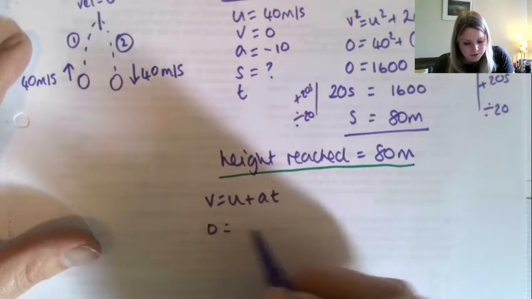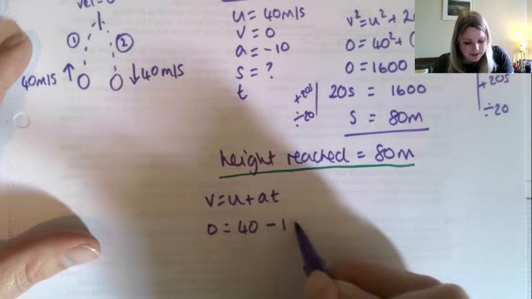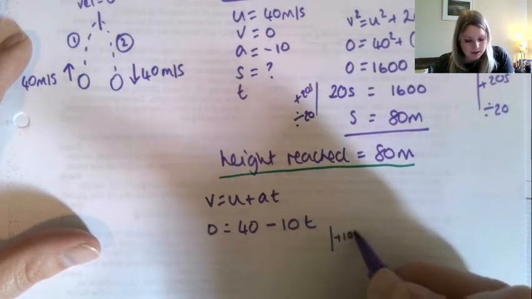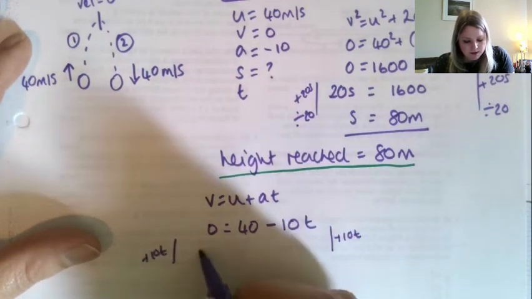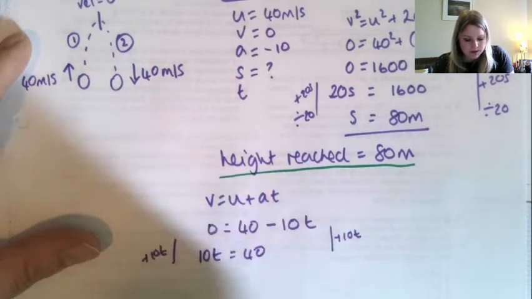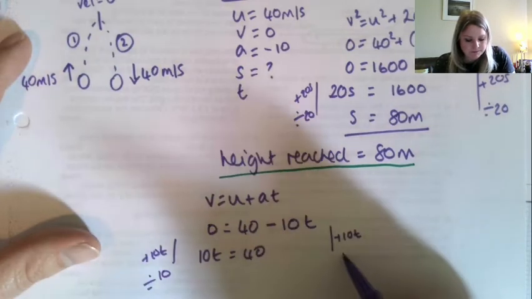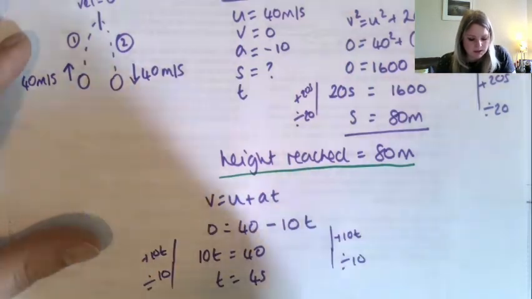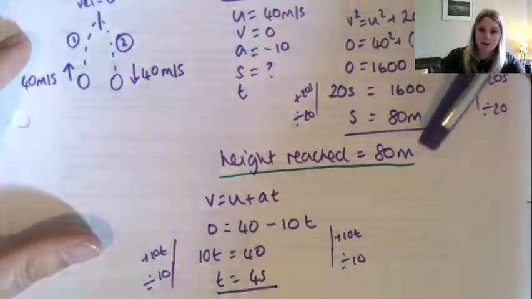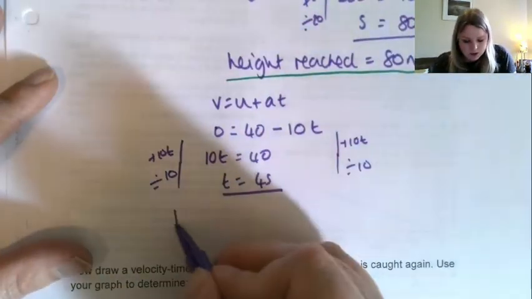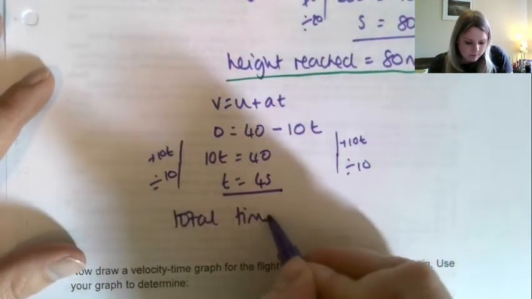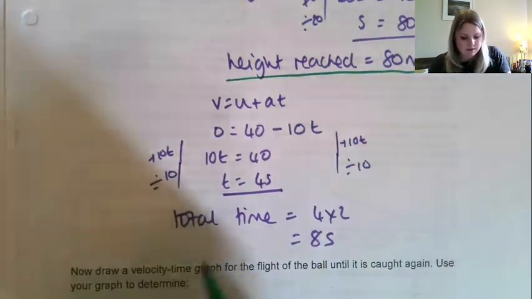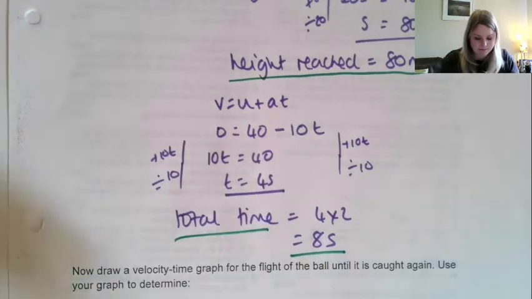V is 0, U is 40, A is minus 10, and T is what we're looking for. So if I add 10T to both sides, then I'll get 10T equals 40. And then to get T on its own, I divide by 10. So it took 4 seconds to get up to that height. Now, that's only the time to get up to the top. So the total time is going to be double that. 8 seconds.